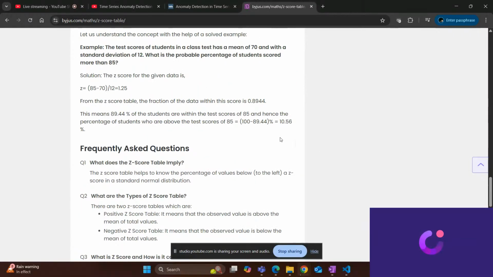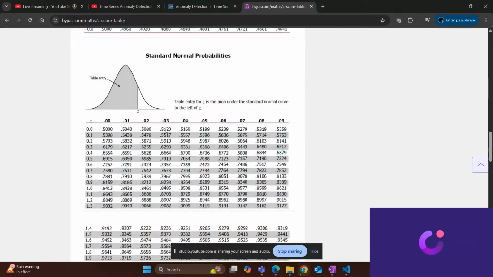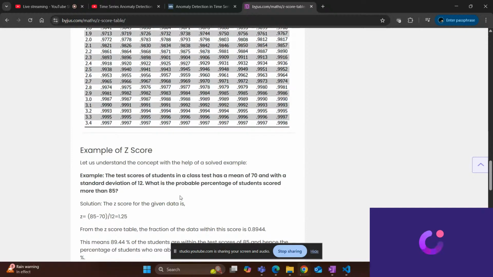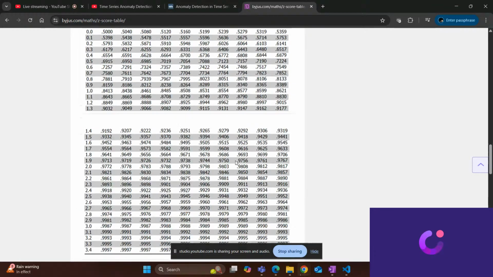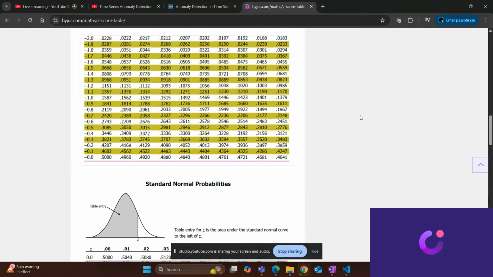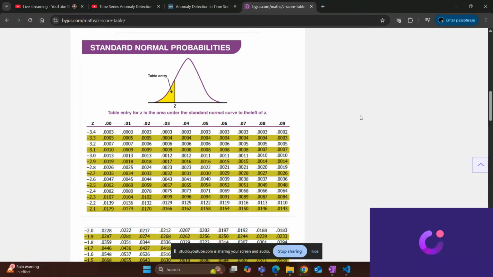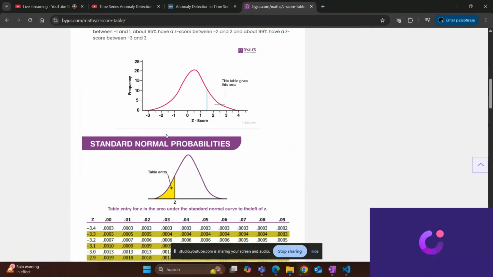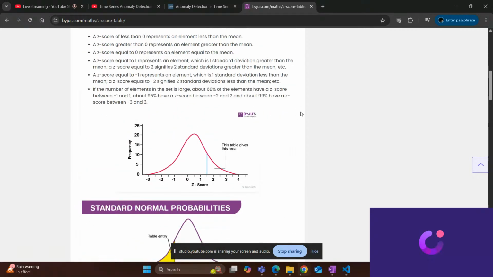So what is that table telling? This is the z-score value table. From the z-score value, you can say what the probability is that it might fail or not. In this case, the horizontal and vertical axes are the z-score value, and this is the probability. So we can identify the probability of failures.